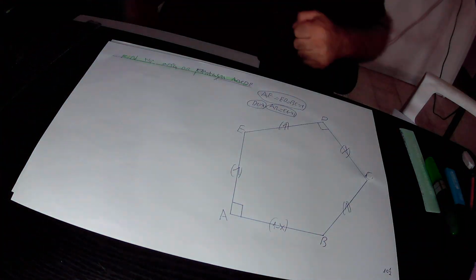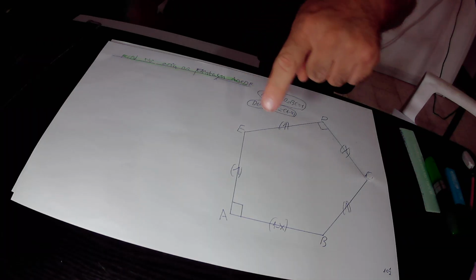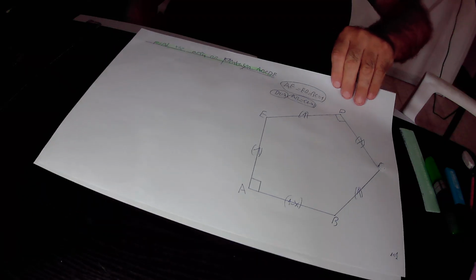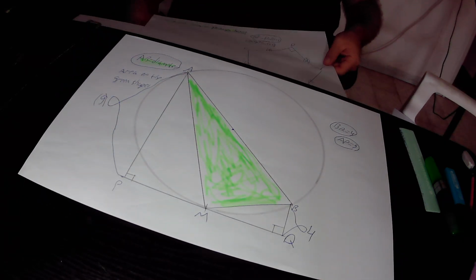In this lecture, I answer two questions. In the first question, we find out the area of this pentagon ABCDE, and in the second question, we find out the area of this ring shape. So we start with the first question.